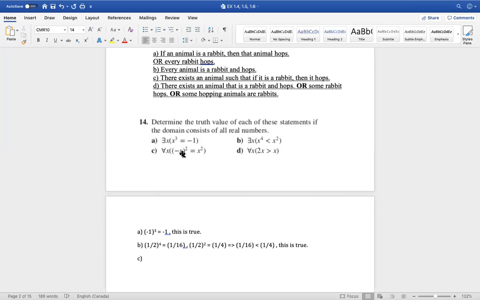So we know that whenever we take the square of any number, either positive or negative, it turns out to be a positive number, equal to the positive square of itself. So for every number, we have (-x)^2 = x^2. Therefore, the truth value is true. Should I say for every real number? Just to also quote the domain.